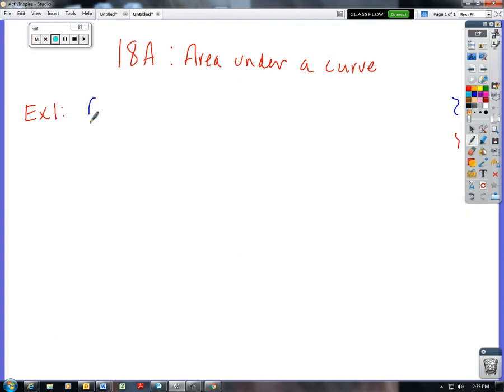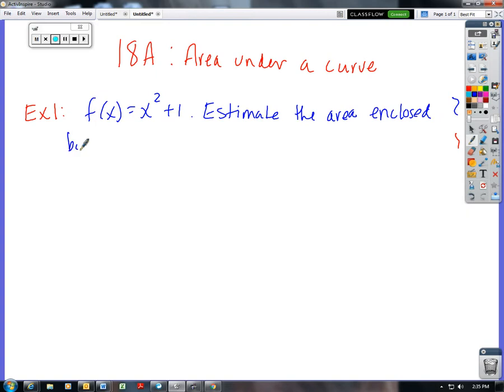Let's consider f of x equals x squared plus 1. And we want to estimate the area enclosed by the function, the x-axis, x equals 1 and x equals 4.